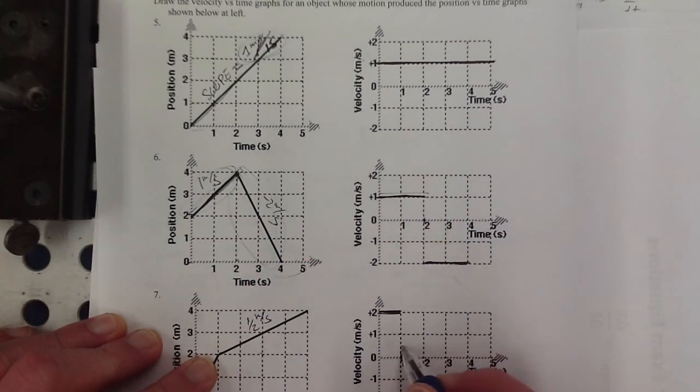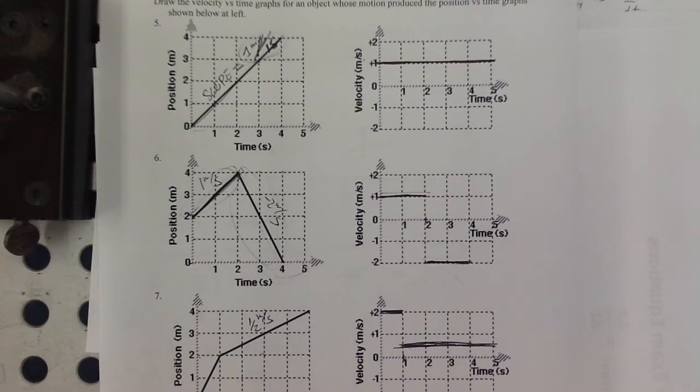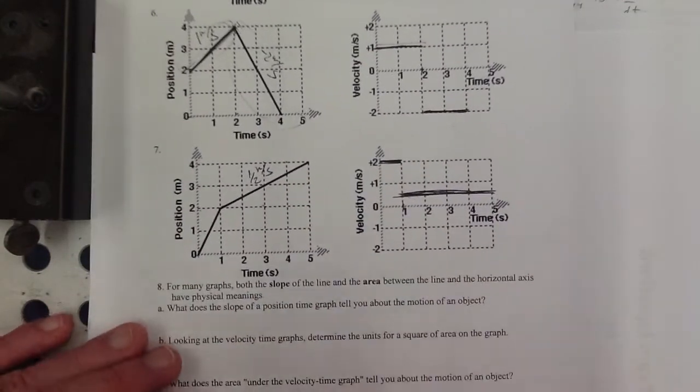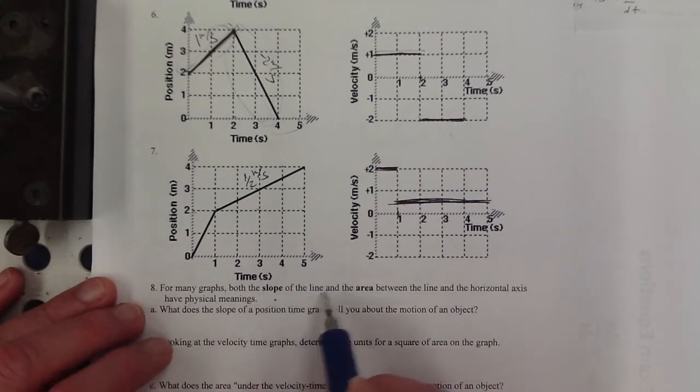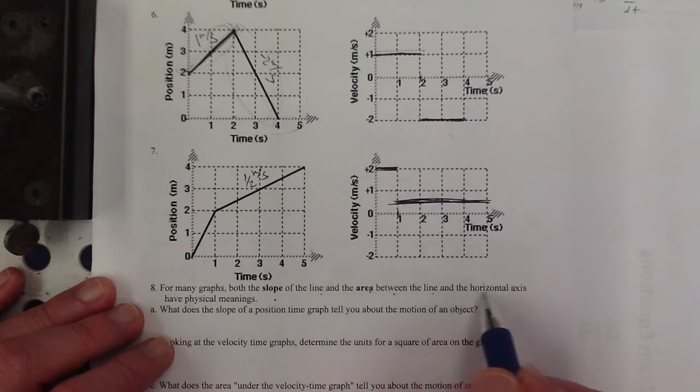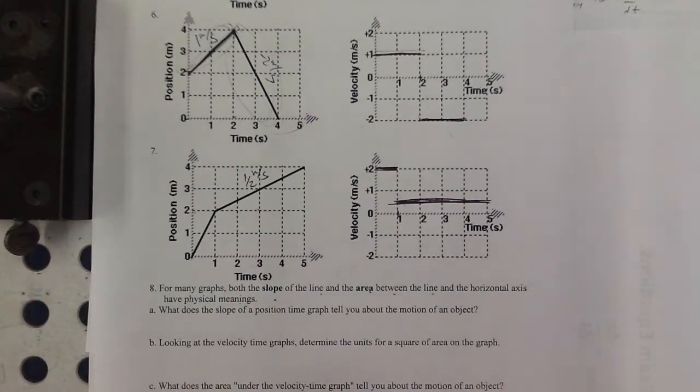So let's see, that'd be at half, and that's for the rest of the time there. So there's my, sorry, a little messy there. Got to color inside the lines, like that. Okay, great. For many graphs, both the slope of the line and the area between the line and the horizontal axis have physical meanings. That's definitely true for us here.